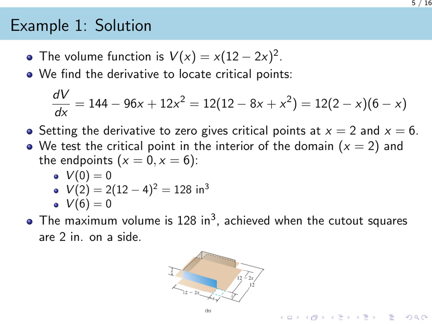Finally, I will test the volume at this critical point and at the endpoints of the domain, which are 0 and 6. The volume is 0 at both endpoints, but at x equals 2, the volume is 128 cubic inches. This confirms that cutting 2-inch squares from the corners will produce the box with the greatest possible volume.